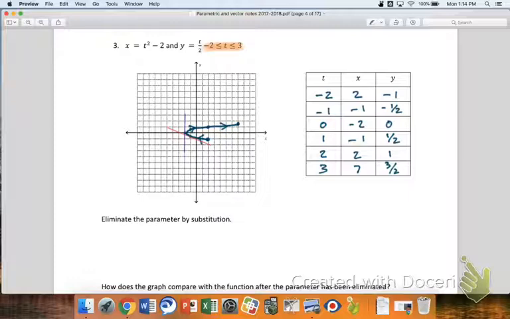Did you guys eliminate the parameter? I'll do that real quick. I guess I haven't done that yet. So let's see here. I guess it would be 2y equals t. So x equals (2y) squared minus 2, so it would be 4y squared minus 2. It's one of those sideways parabolas. Anyways, okay. Questions? I think there's one more, isn't there?